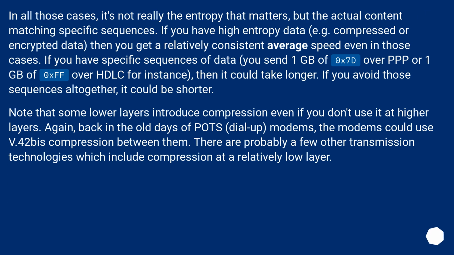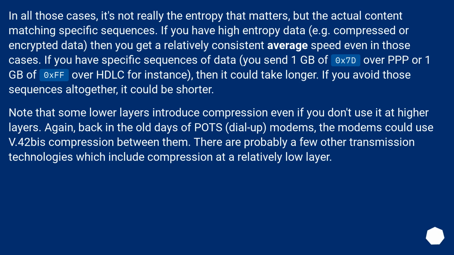In all those cases, it's not really the entropy that matters, but the actual content matching specific sequences. If you have high entropy data, for example compressed or encrypted data, then you get a relatively consistent average speed even in those cases. If you have specific sequences of data, you send 1 GB of 0x7d over PPP or 1 GB of 0xFF over HDLC for instance, then it could take longer. If you avoid those sequences altogether, it could be shorter.